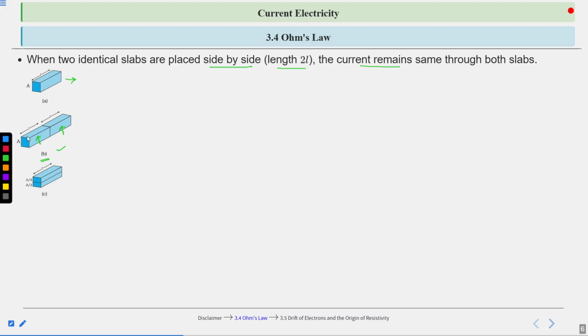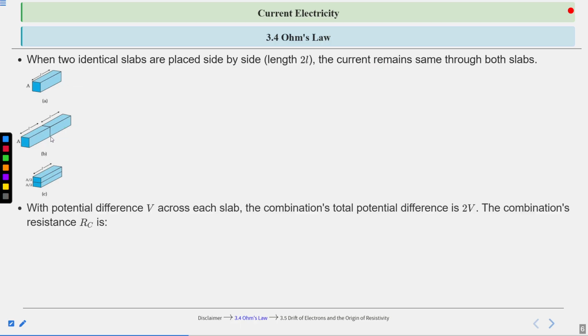But what is changing here? Length. Length becomes now 2L. Area of cross section remains the same also. Area of cross section is A for this slab and for this slab also. So the area of cross section and the current through both slabs will be the same, but the length becomes double, with potential difference V across each slab. Now see, the potential difference across this one slab is V. Potential difference across this one slab is V.